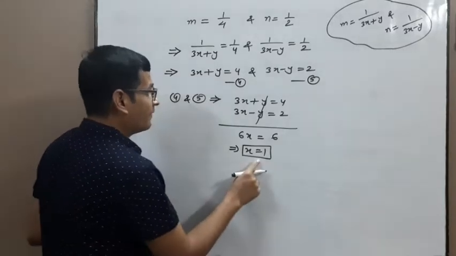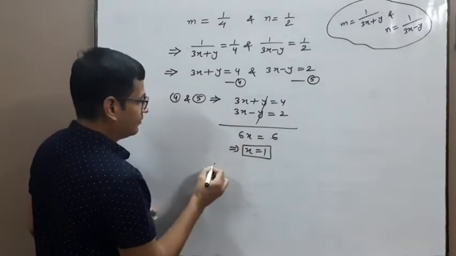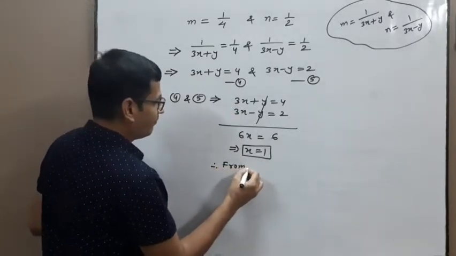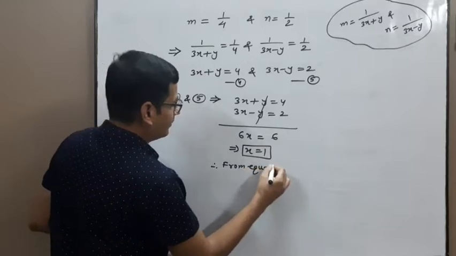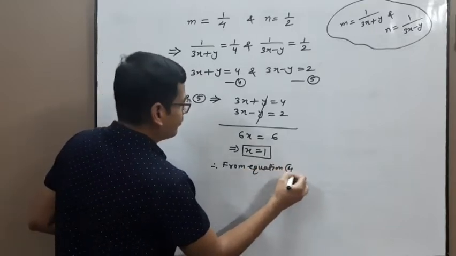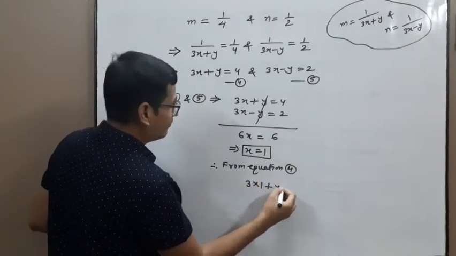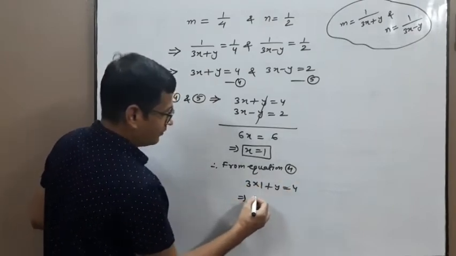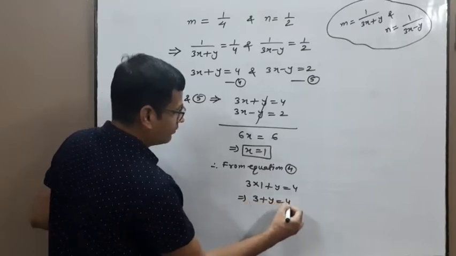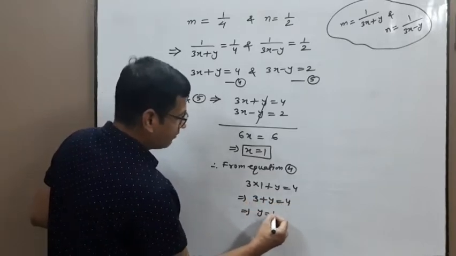Now substitute the value of x in any of the equations. So from equation 4, x equal to 1, so 3 into 1 plus y equal to 4, so 3 plus y equal to 4, so y is equal to 1.